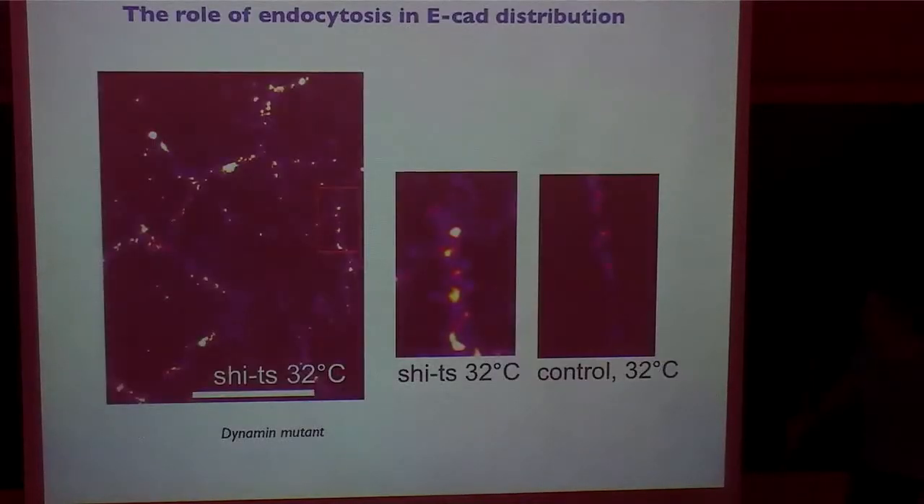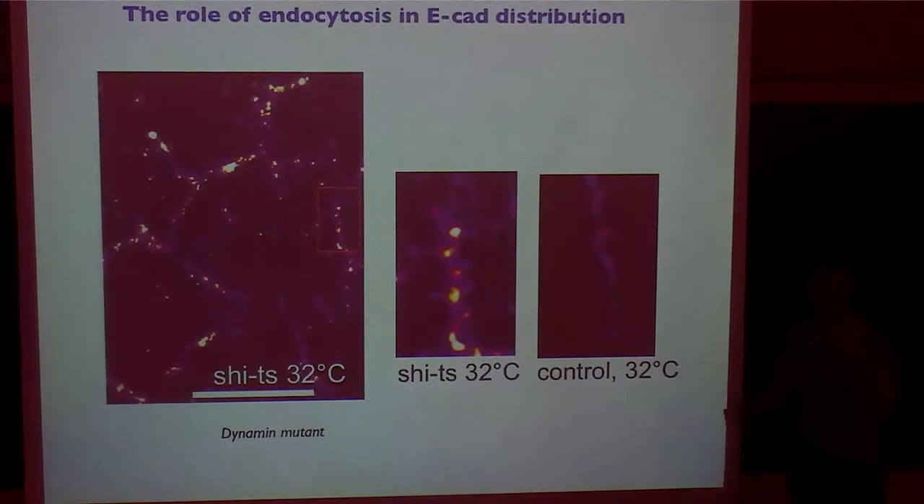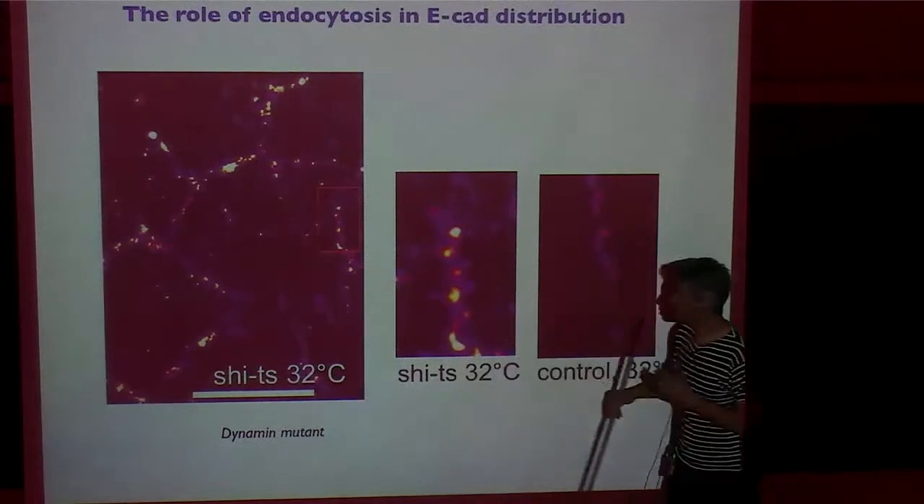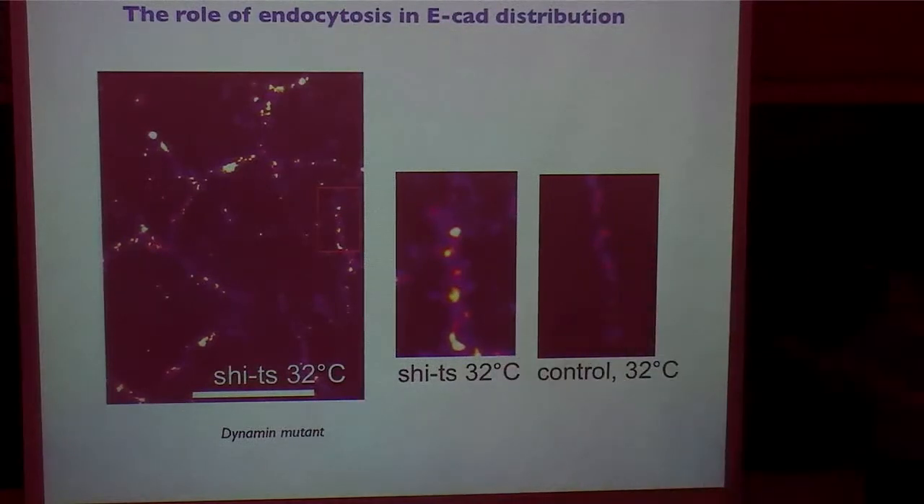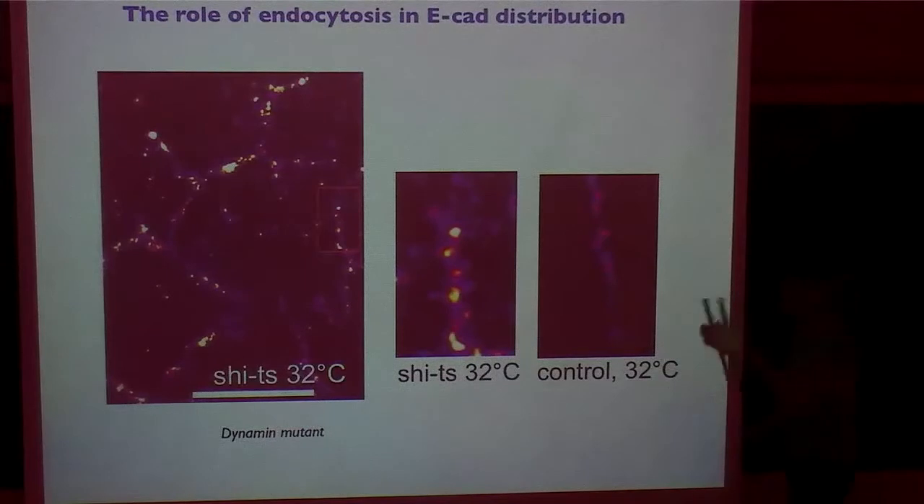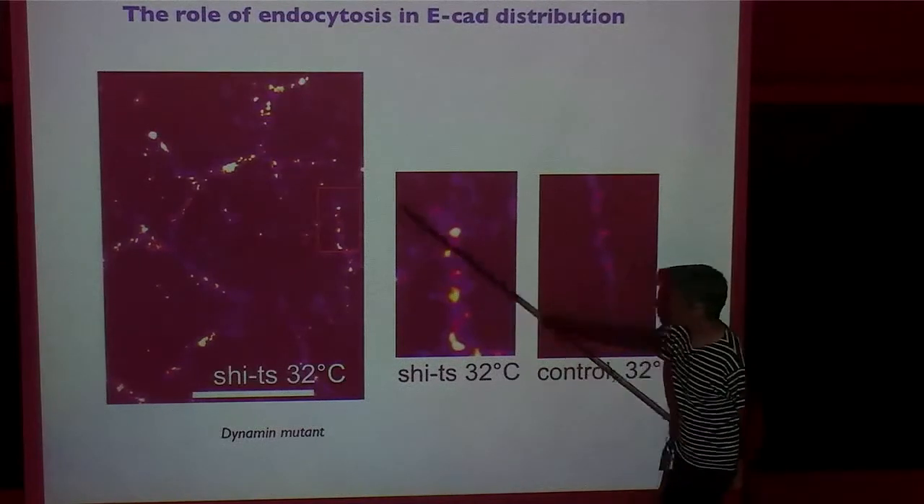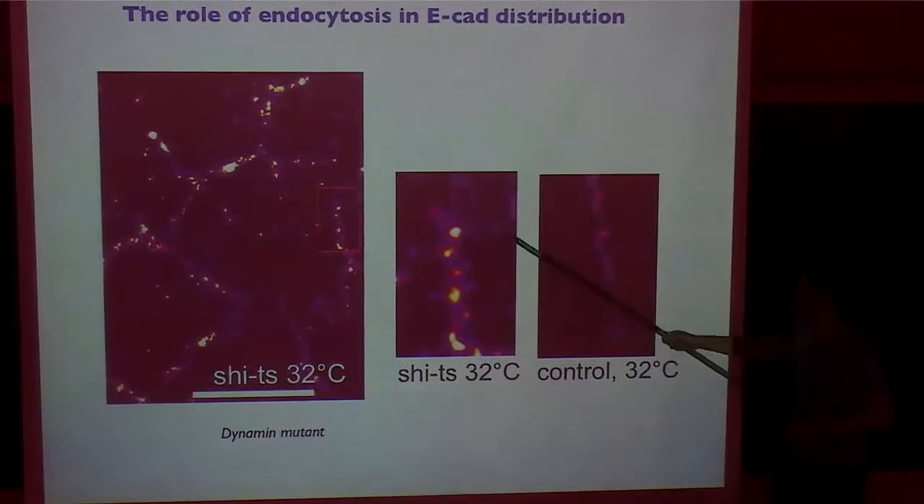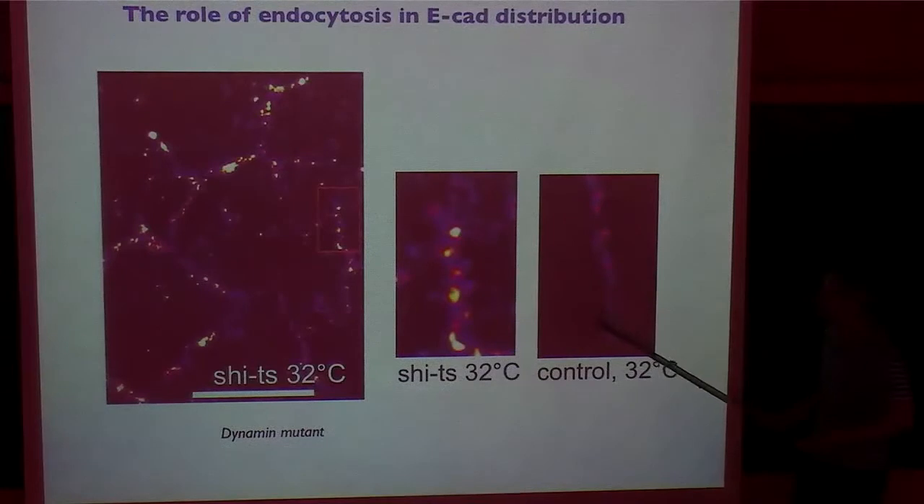So the first thing we looked at is how endocytosis can change the distribution. You can, for example, use a dynamin mutant, which prevents the fission of vesicles. And the first observation is that the quantity of cadherin is increased, and you have as well a change in the number of clusters.